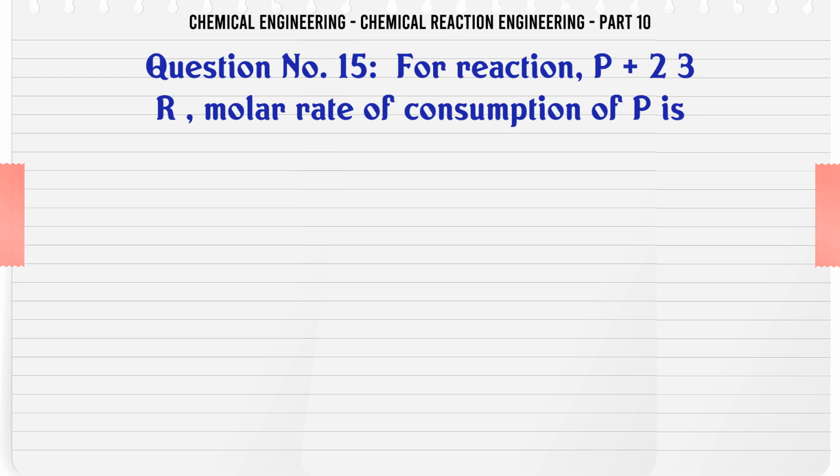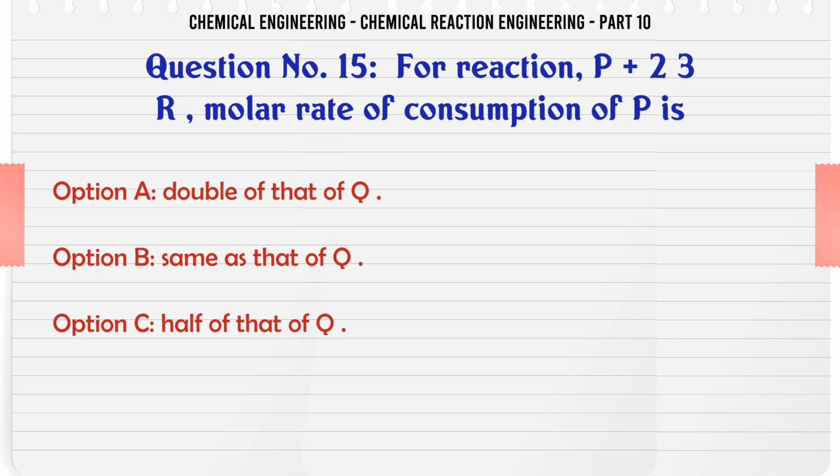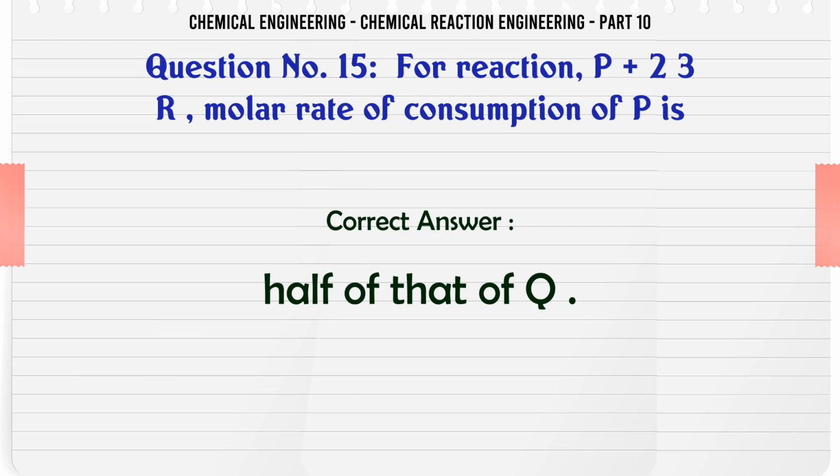For the reaction P→2Q, the molar rate of consumption of P is: A) double of that of Q, B) same as that of Q, C) half of that of Q, D) 2/3 of that of Q. The correct answer is half of that of Q.